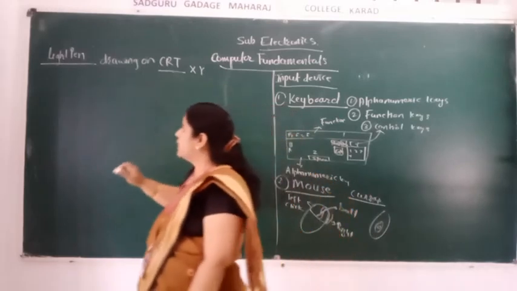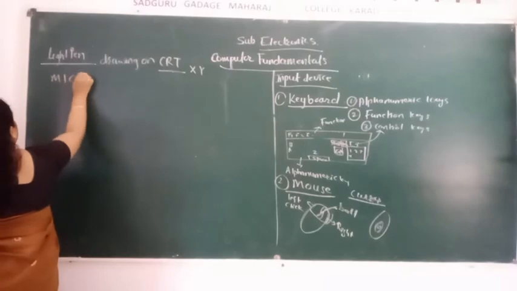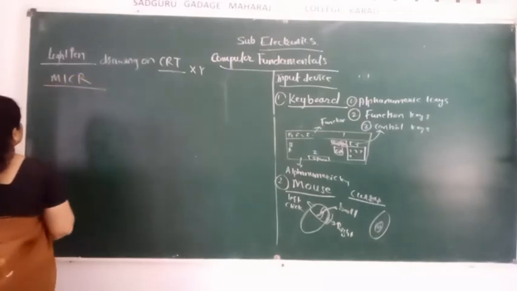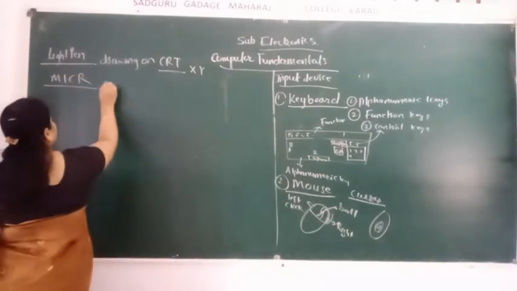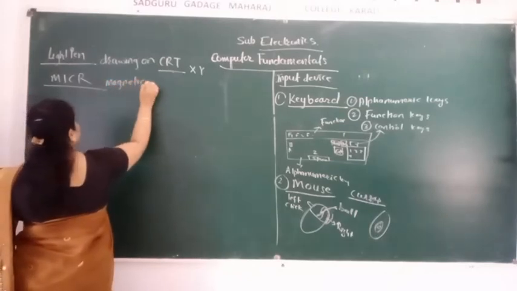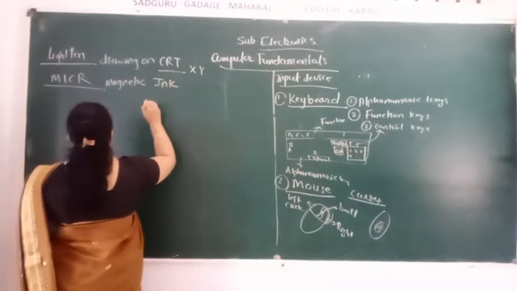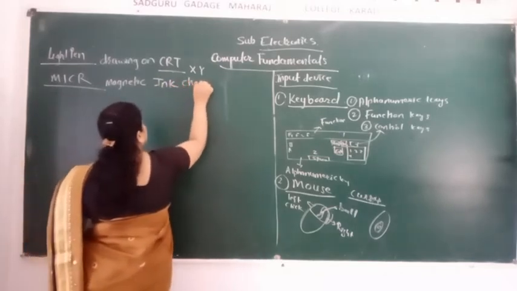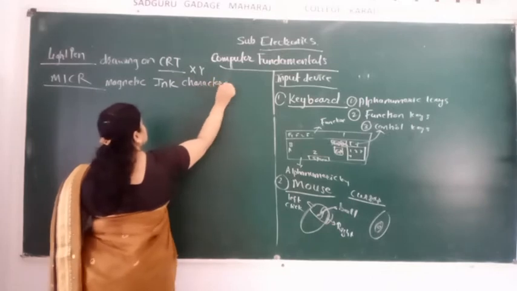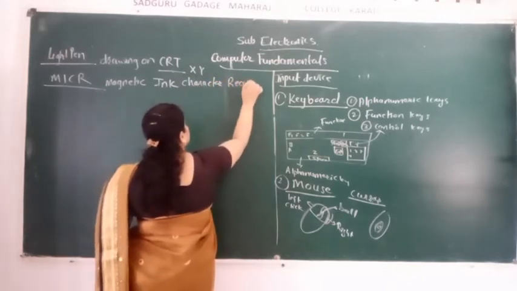Okay, so next is MICR. Means what? It is magnetic ink character recognition.